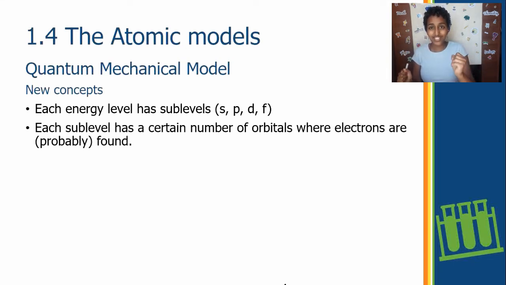It's a difficult concept to understand. But even through all these divisions of levels and sublevels and orbitals, we're still not exactly sure if electrons will be found there. So you say that orbitals are places where electrons are probably found, or they may be found. It's a little difficult to wrap your head around this concept, but just know that beyond levels, there are sublevels, and beyond sublevels, there are orbitals.